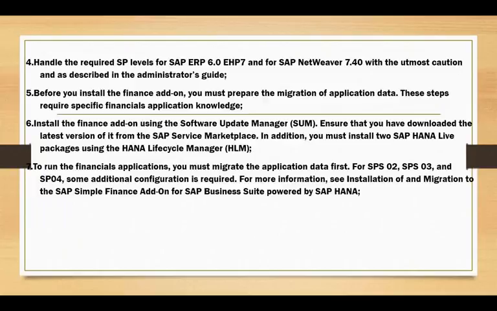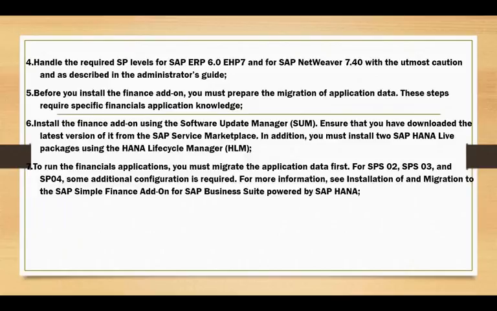So for SAP ERP 6.0 EHP7 and SAP NetWeaver, that means we need to integrate different types of servers here. One is SAP ERP 6.0 EHP7, which runs on HANA, and SAP NetWeaver 7.40. With that, we need to integrate with the data warehouse. That means 3 servers have been integrated here.